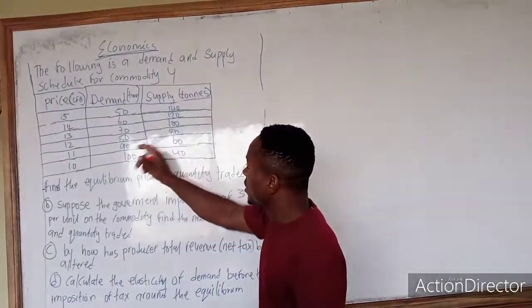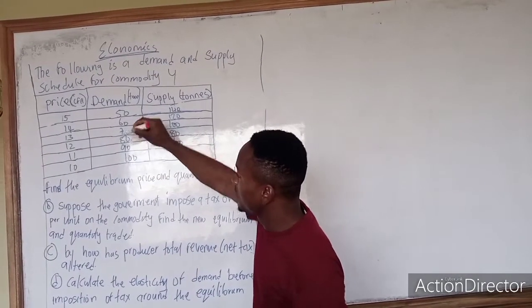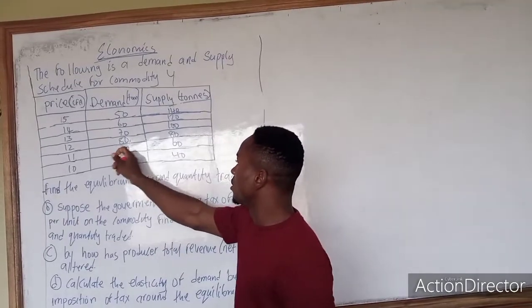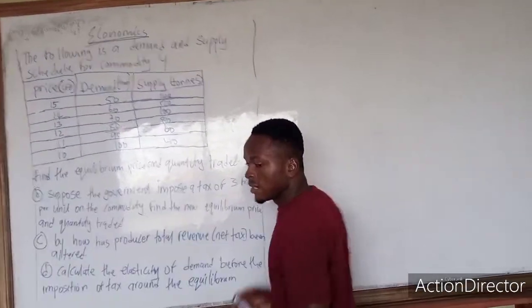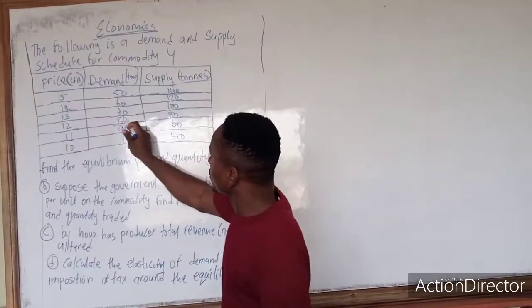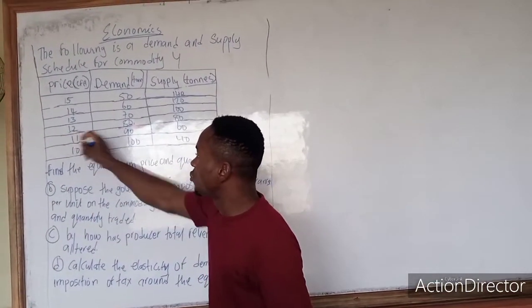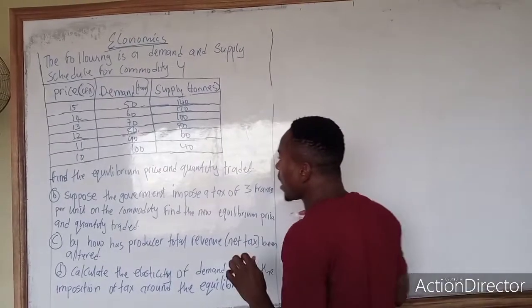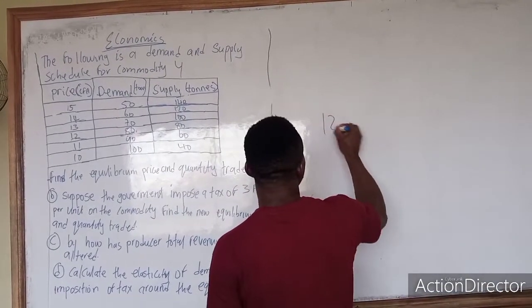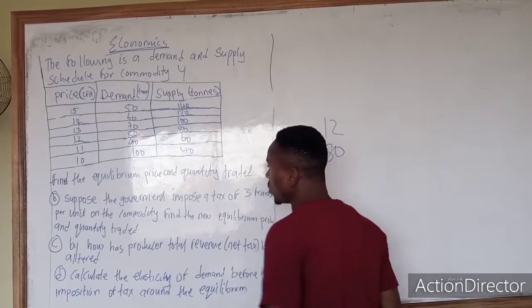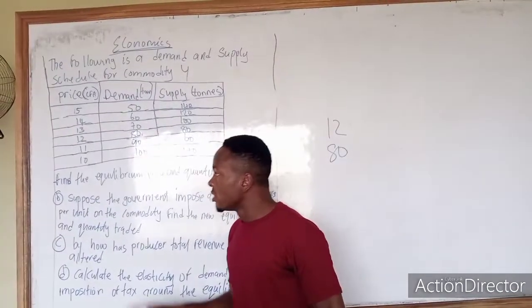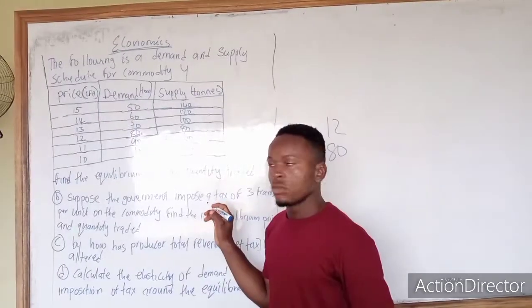On searching, we discover that the equilibrium quantity is 80. That is 80 at this point, 80. So it has been illustrated to us that the equilibrium quantity is 80 and the equilibrium price is 12. So in your first answer, we are going to put 12 as the equilibrium price, and for the equilibrium quantity, we are putting 80.